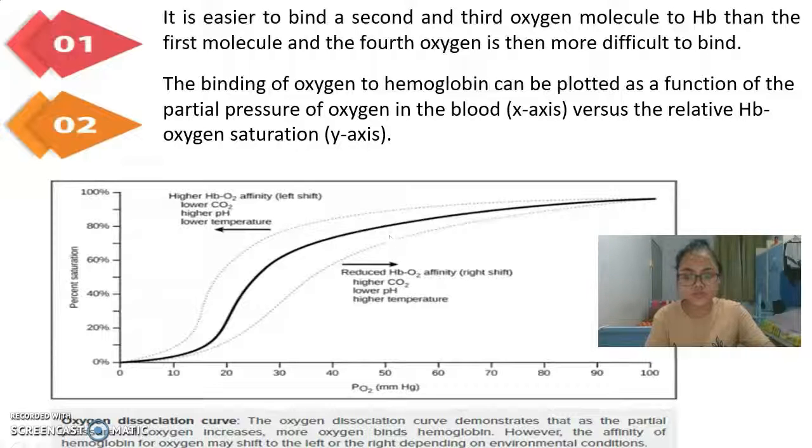The oxygen dissociation curve demonstrates that as the partial pressure of oxygen increases, more oxygen binds to hemoglobin. However, the affinity of hemoglobin for oxygen may shift to the left or to the right depending on the environmental conditions. So this is the graph, the right shift, or it can also shift to the left.